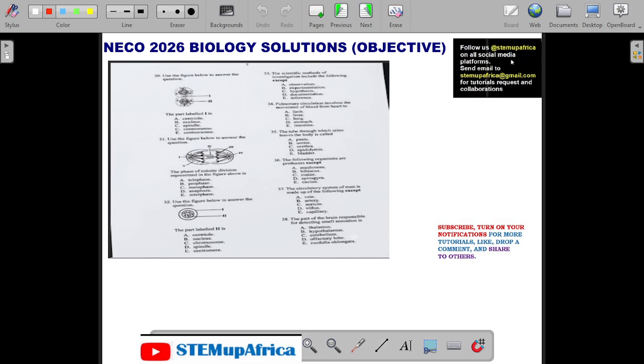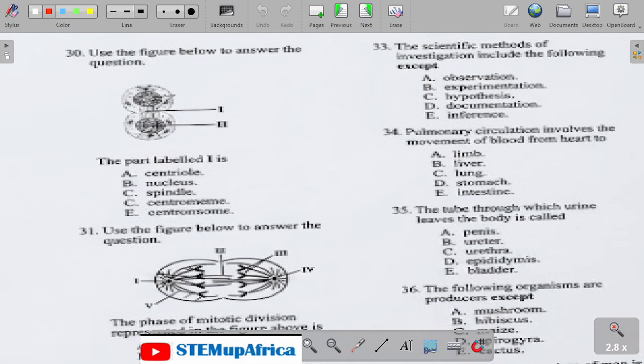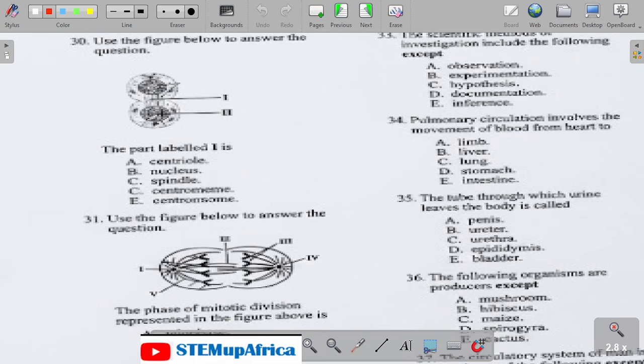Go to question 30. Let's see what we have there. The diagram may not be clear here. The part labeled 1 is called the central, which is option A. Part 30 is A.